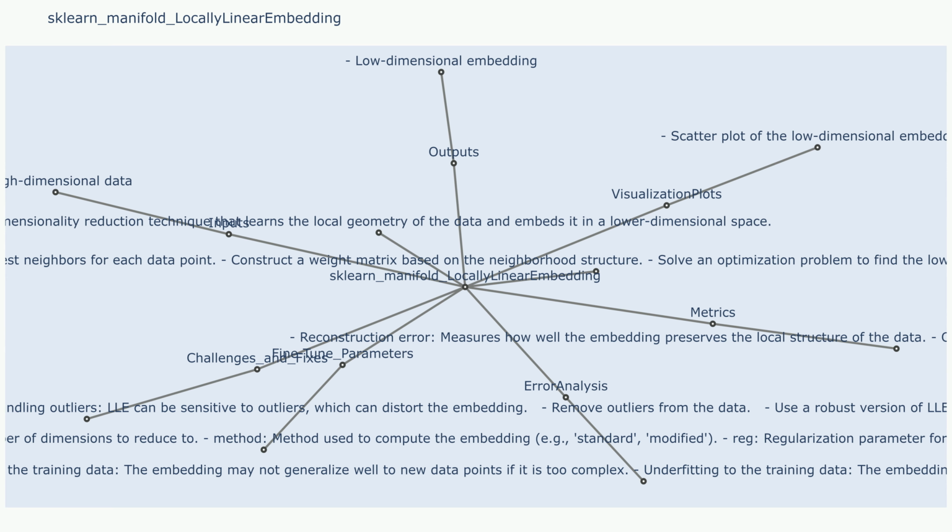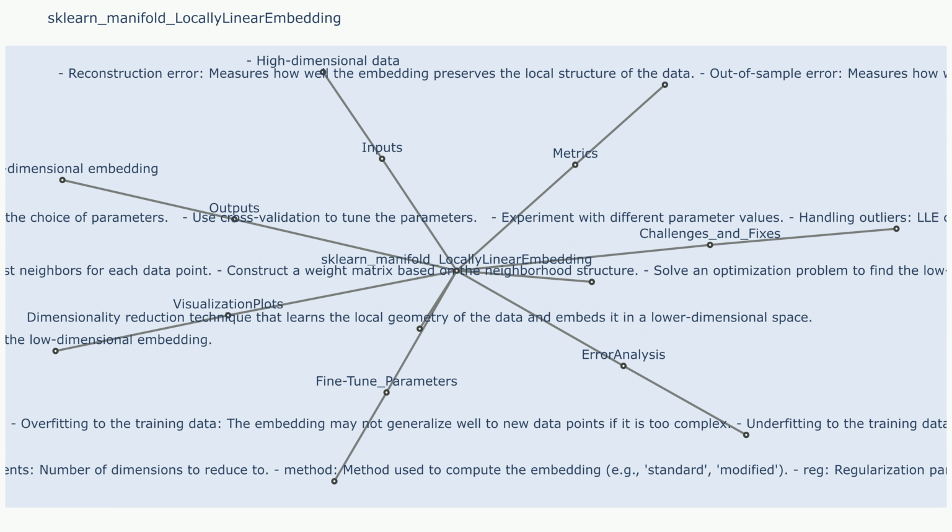Confidence intervals. Estimating the uncertainty in the embedding can be done by analyzing the reconstruction error and its distribution. This can provide confidence intervals around the projected data points.